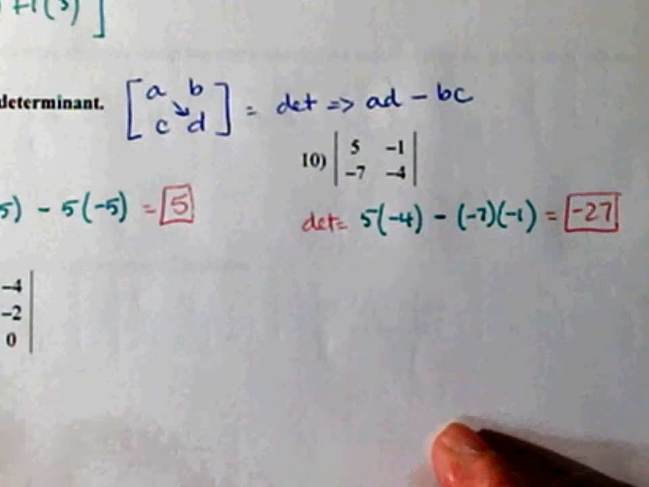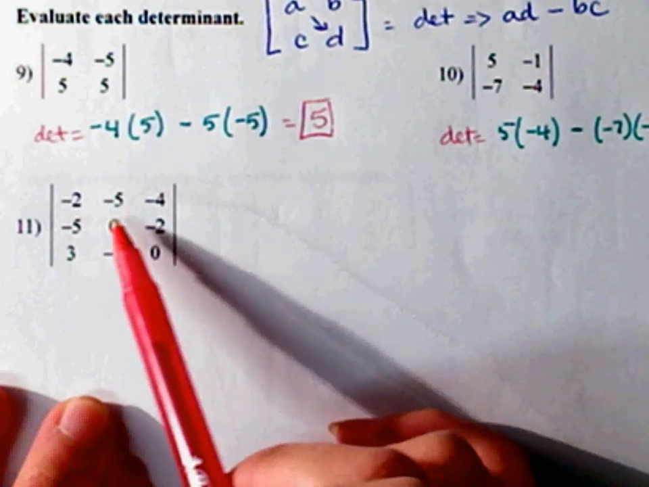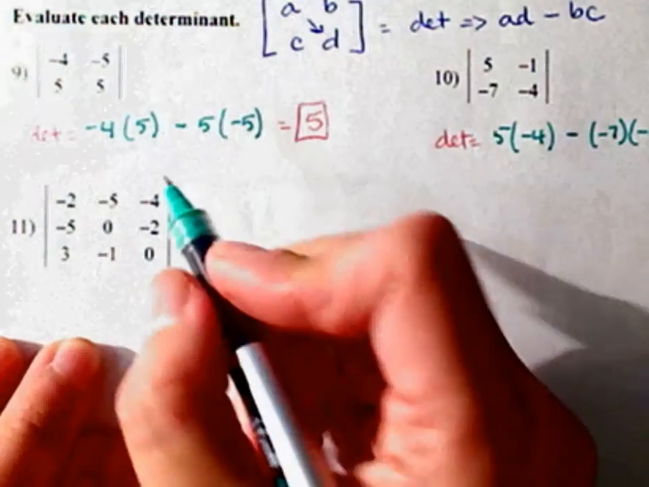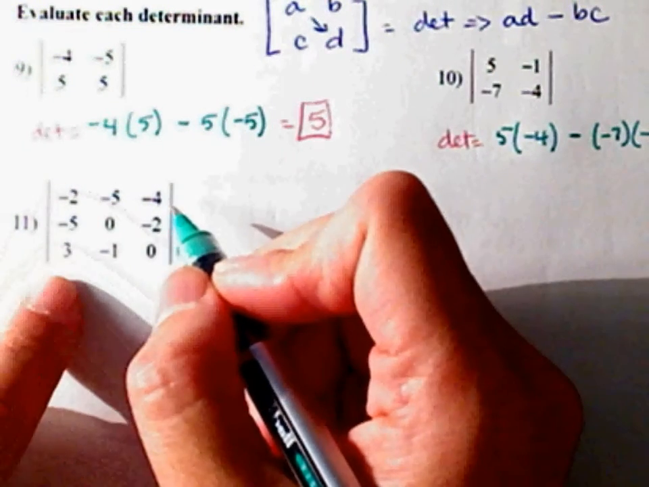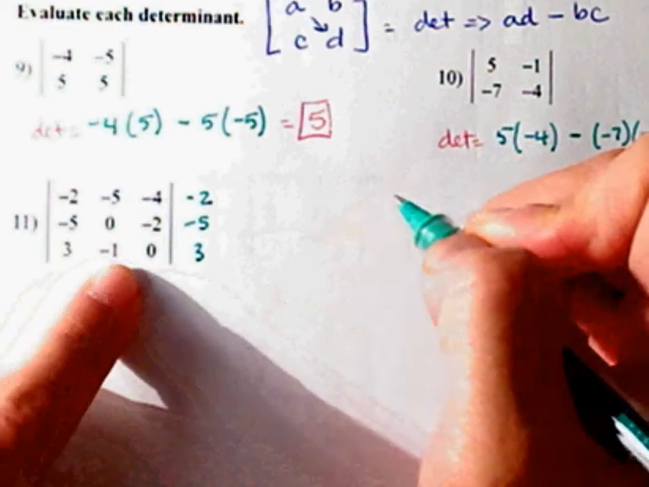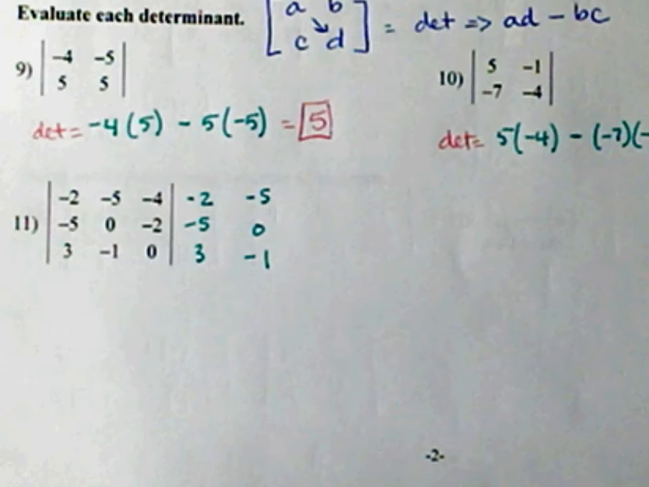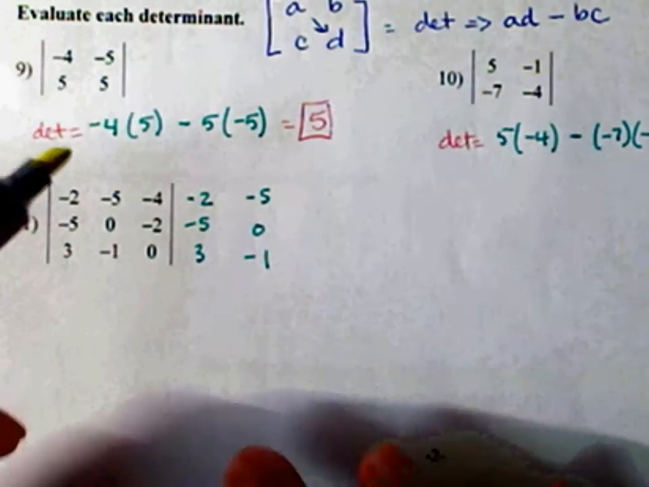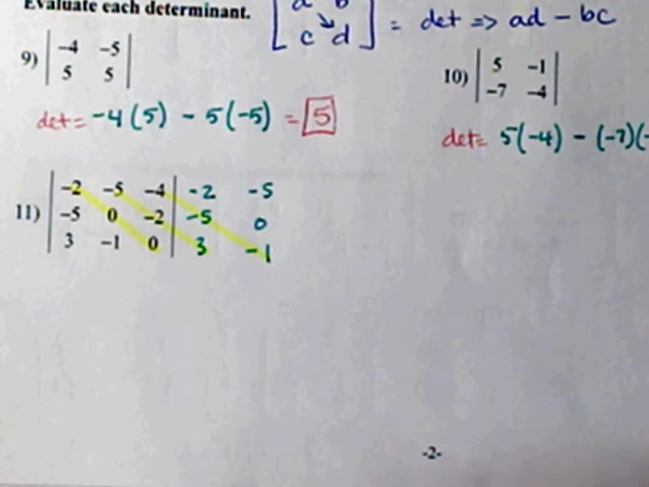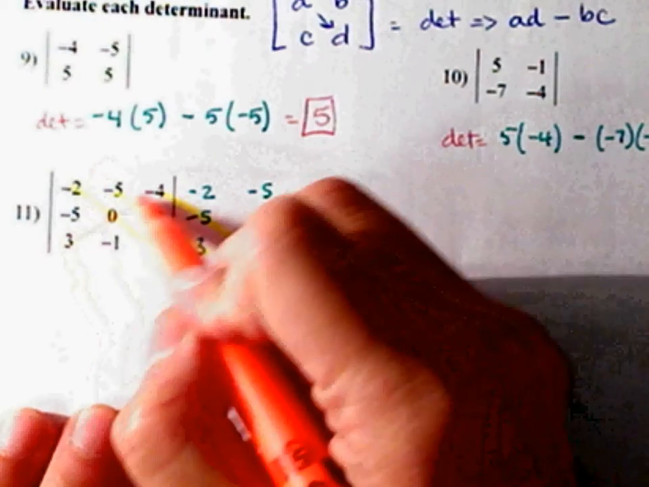On number 11, 9 and 10 were 2 by 2, but on number 11 it's a 3 by 3. So what you need to do is rewrite the first column, negative 2, negative 5, and 3. Rewrite the second column, leave yourself some space, okay? Now, you're going to multiply all the way through these guys. And then you're going to subtract all of these. See it right there?